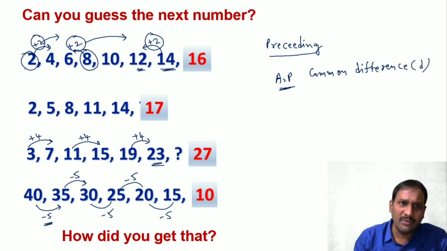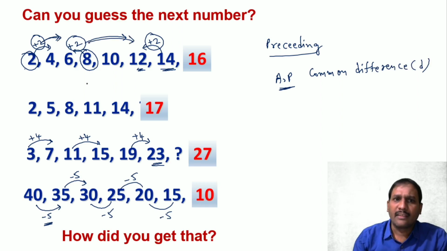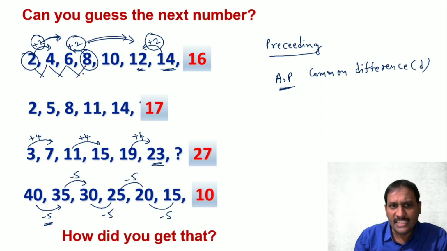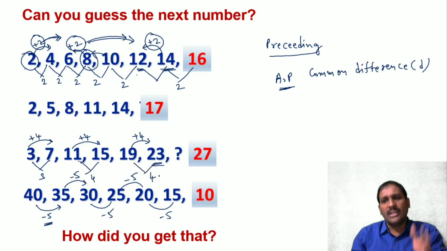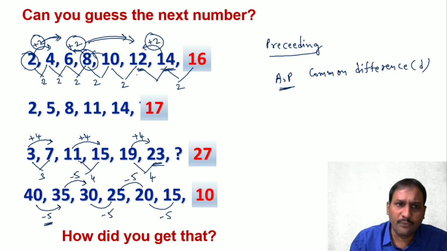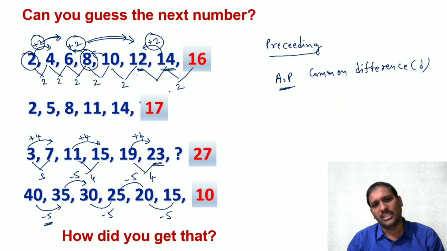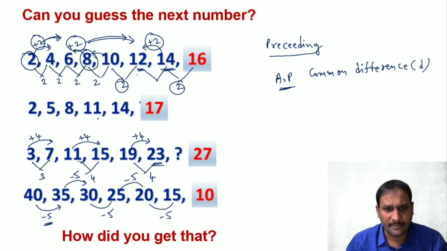And here if you observe, the fixed number is constant, or you can say that fixed number is nothing but the difference between any two consecutive terms. You can take 10 minus 8 is 2, 12 minus 10 is 2, 16 minus 14 is 2. And here 7 minus 3 is 4, 15 minus 11 is 4, 23 minus 19 is also 4. So the common difference is the difference between any two consecutive terms, and of course it is a constant.